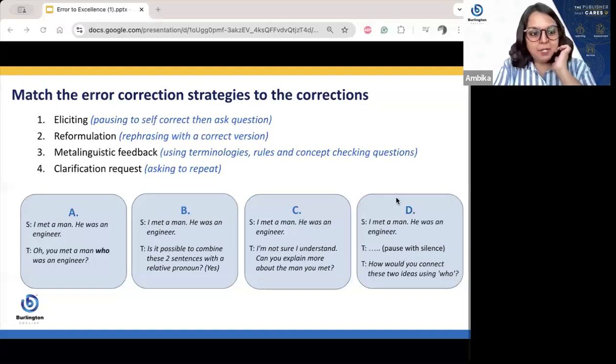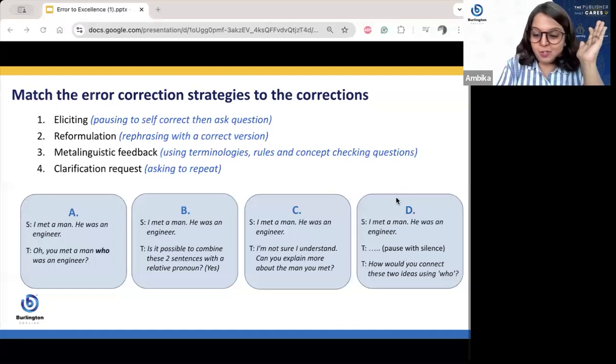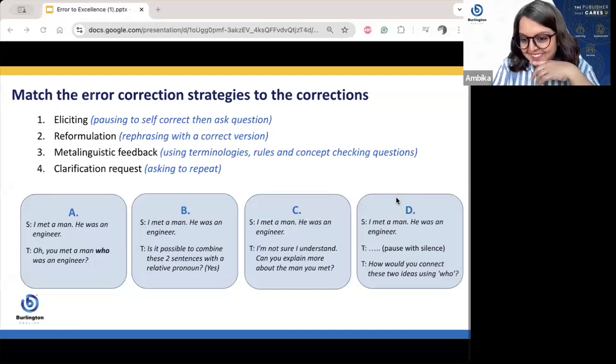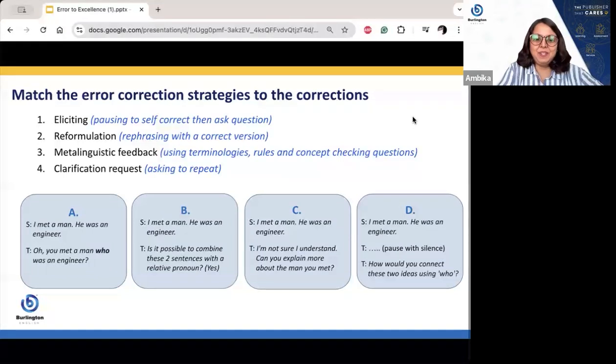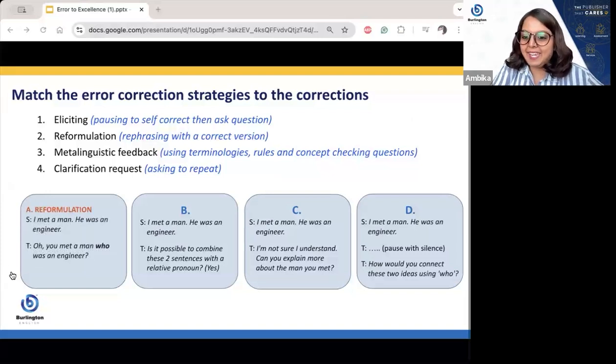Okay. Somebody's just saying A. What is A? You need to give a number for the A. Like, is A number 1? Is A number 2? Okay, 2A. Great. 4C, is it? Okay, so here we go. Now let's look at the answers. A, like a lot of people have said, it is reformulation.